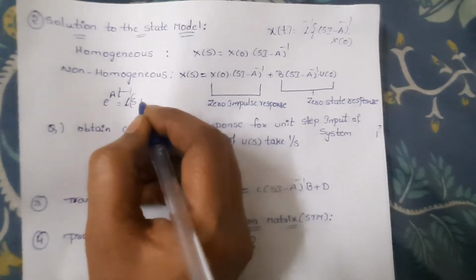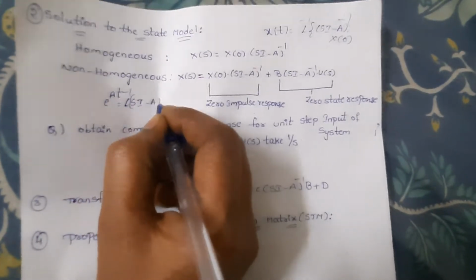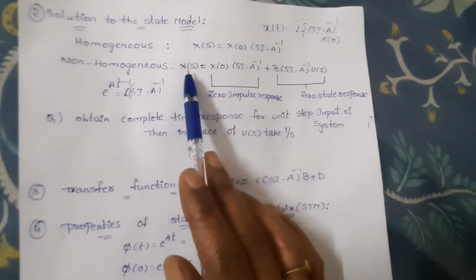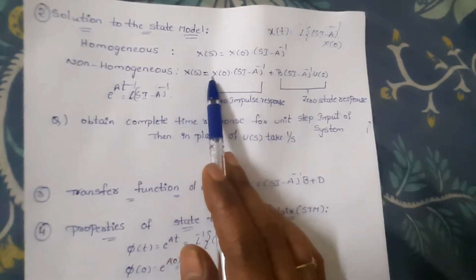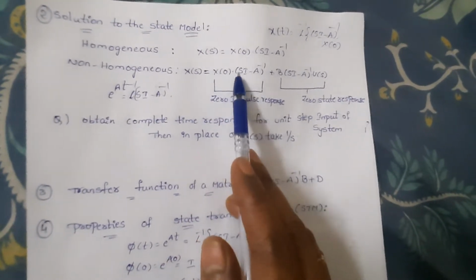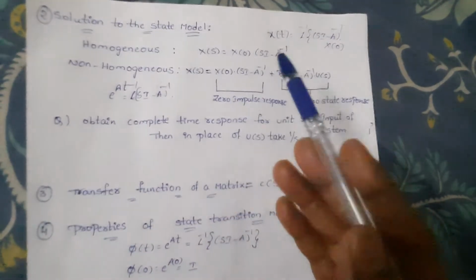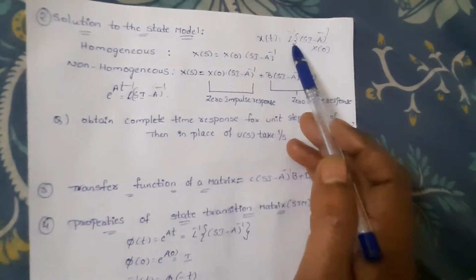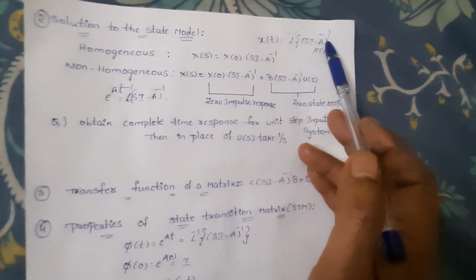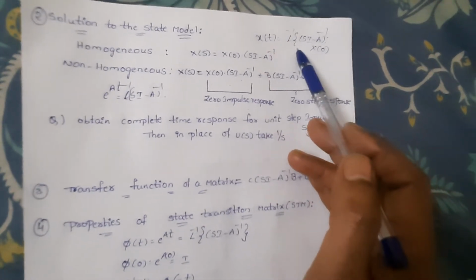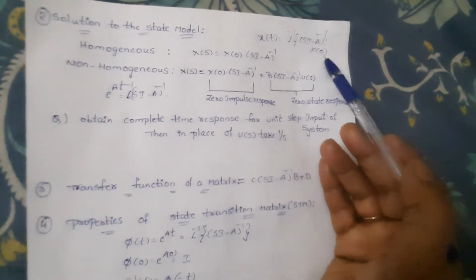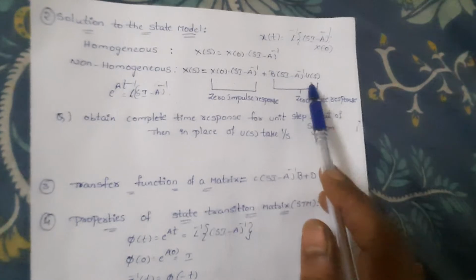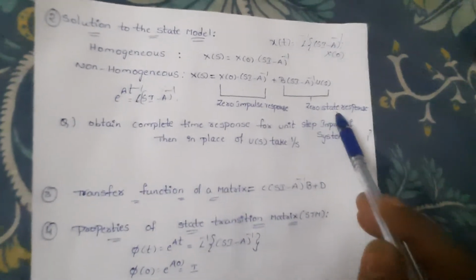Laplace inverse of (sI - A)^-1. Okay, so if you write it here the same way, x(t), then it becomes L inverse of (sI - A)^-1, that is nothing but e^(At). See what I wrote here: Laplace inverse of (sI - A)^-1 is nothing but e^(At) into x naught. Okay, so this B(sI - A)^-1 U(s) is the zero state response.